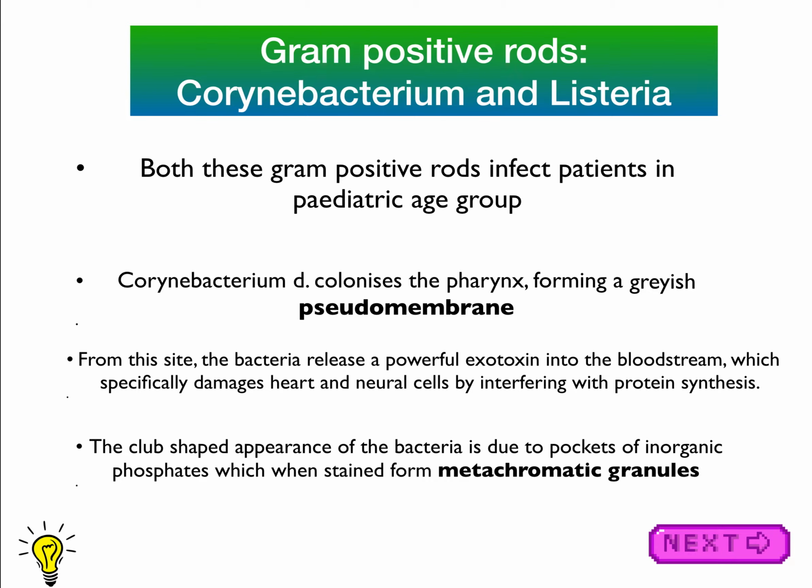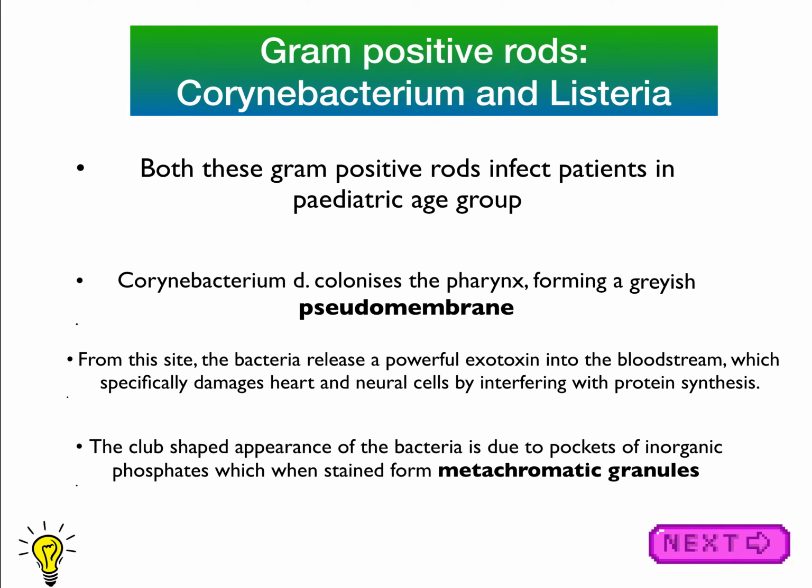Where the metachromatic granules come in is that the club-shaped appearance of the bacteria is due to pockets of inorganic phosphates. Corynebacterium, yes, it's gram-positive, yes, it's a rod, but the shape that it makes under gram stain and under the microscope is in fact club-shaped, and when stained it forms these metachromatic granules.